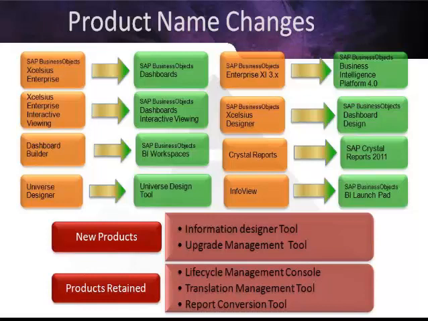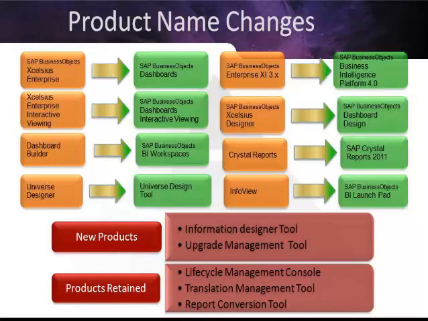Lastly, in the bottom row, the Universe Designer just receives a slight name tweak. It's now known as the Universe Design Tool. And the InfoView portal, which is the primary BusinessObjects end user portal, not to be confused with the SAP portal, InfoView is now known as the BI Launchpad. And of course, SAP provides capabilities that allow you to customize it. So if you don't want to call it the Launchpad, you can actually brand it for your organization.